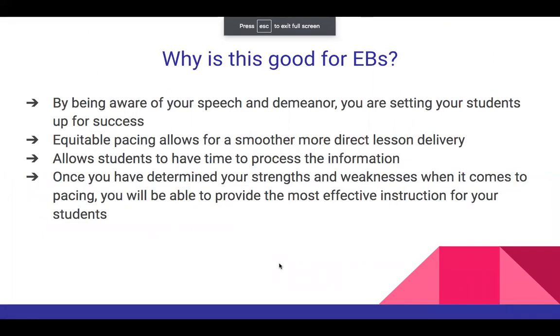So why is this good for emergent bilinguals? By being aware of your speech and demeanor, you're setting your students up for success. As I modeled before, you're really not going to pick up what I'm saying when I'm speaking really fast like this and I'm talking and blah, blah, blah, blah. Taking the time to really notice your pacing and be aware of the way that you're delivering materials to students allows for a smoother and more direct lesson delivery.